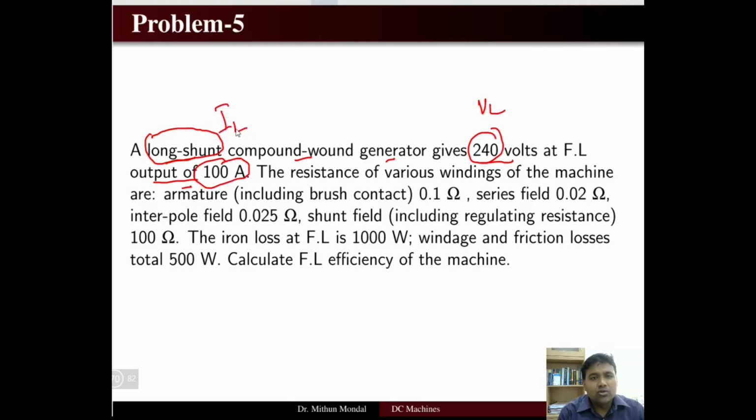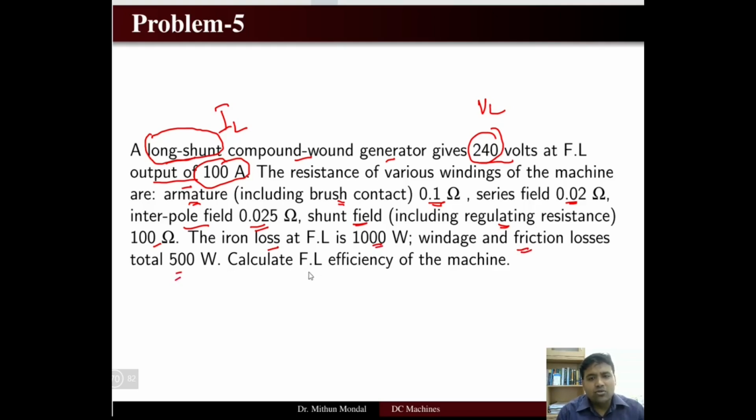So load current and load voltage information is given. The resistance of the winding, that is the armature, which includes the brush contact drop, is 0.1 ohms. Series field is 0.02 ohms and interpole field winding is given to be 0.025 ohms. Shunt field, which includes the regulating resistance, is 100 ohms and the iron loss at full load is given to be 1000 watt. The windage and friction losses is given to be 500 watt.